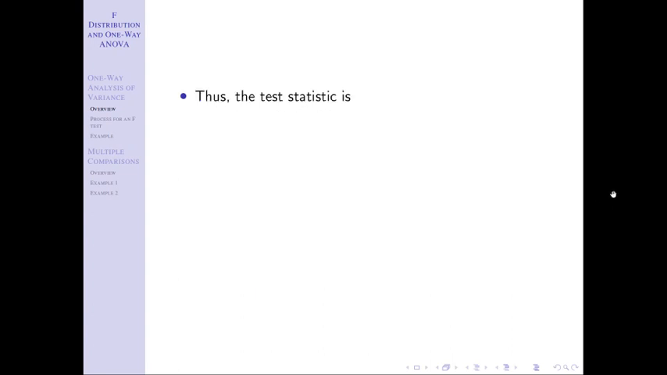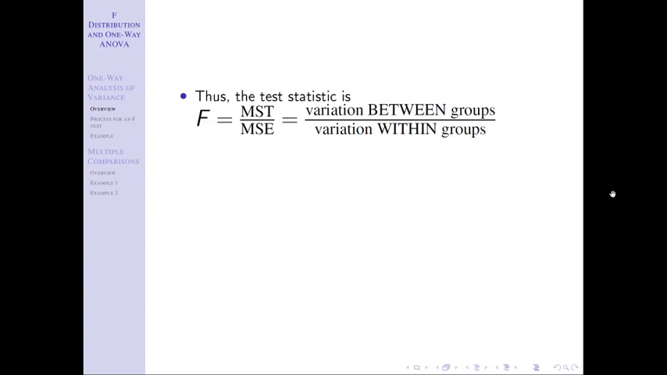And so our test statistic, as we've already kind of talked about, is the ratio of mean squared treatment divided by mean squared error. That's the variability between the groups divided by the variability within the groups. We've kind of been flirting around talking about that idea. Now we're kind of formalizing it here. This is the main difference between our ANOVA testing as compared to our previous tests.